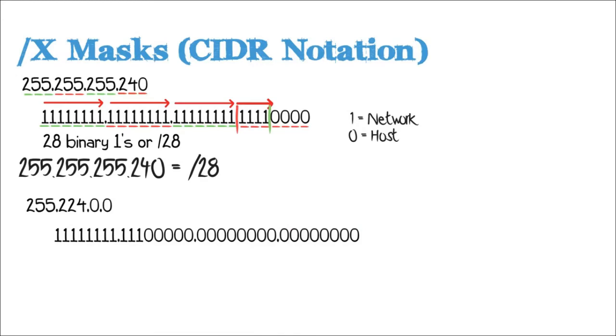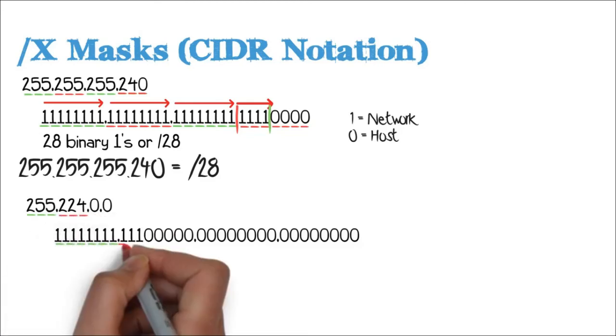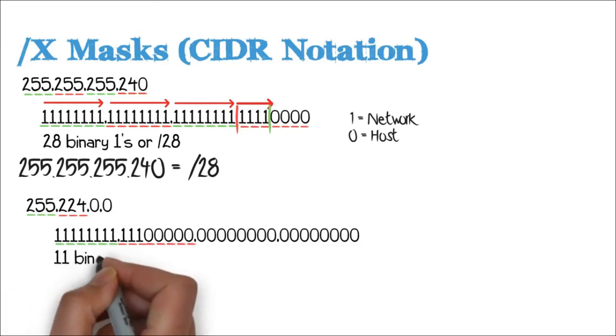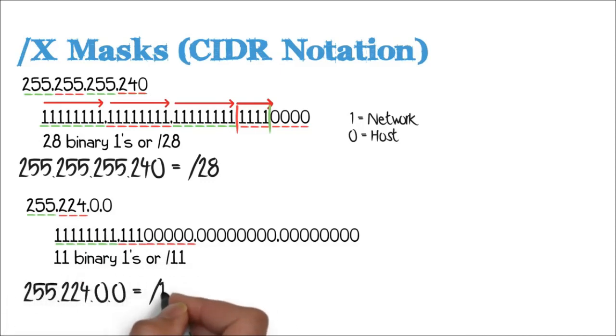255.224.0.0. 255 in binary is 8 binary 1s, 224 is 3 binary 1s, followed by 5 binary 0s. So if we count the number of binary 1s, that gives us 11. So 255.224.0.0 is the same as /11.